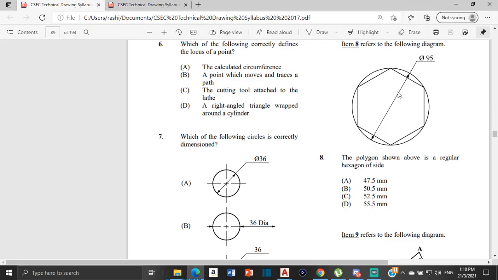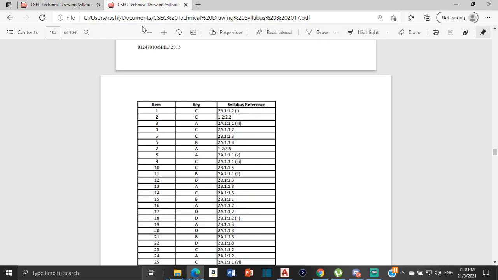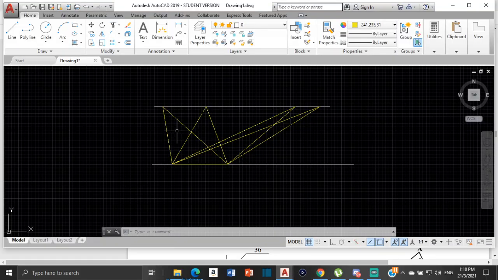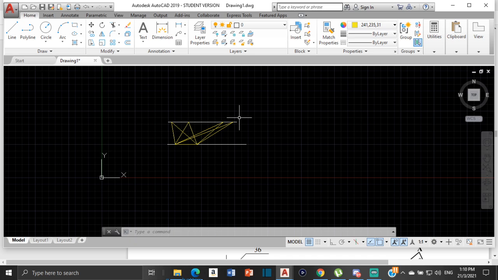All right, if the diameter is 95, then the radius has to be half of that, which would be 47.5. All right, so that's number 8. So let's see what number 8 is. Number 8 is A. Yeah, so the answer is 47.5. Now in AutoCAD I can show you how we would get 47.5. All right, so we're going to select a hexagon.